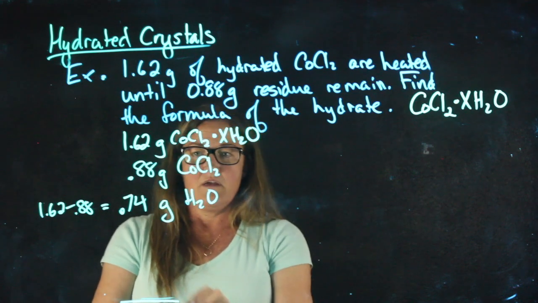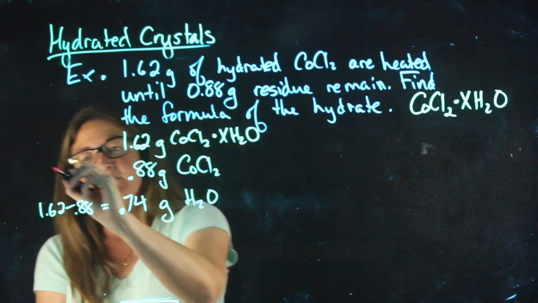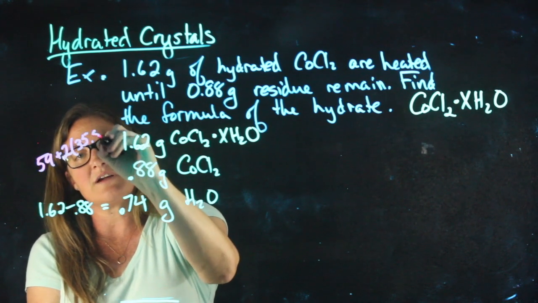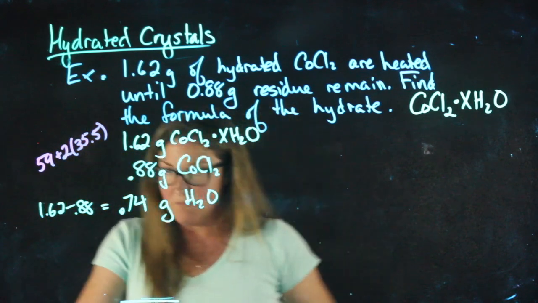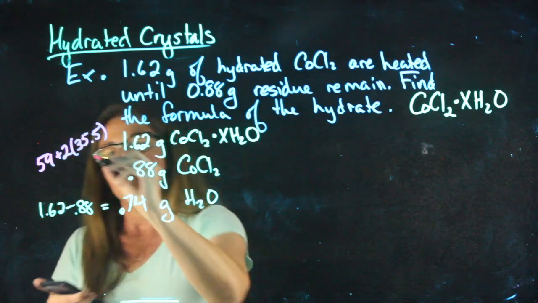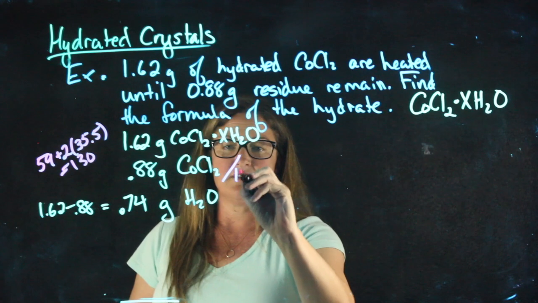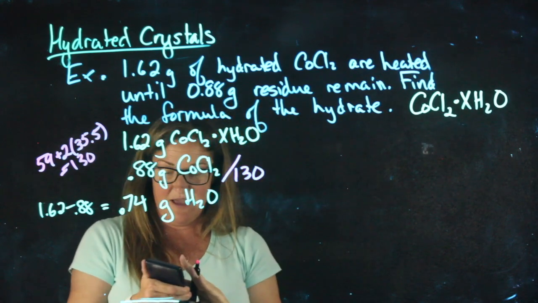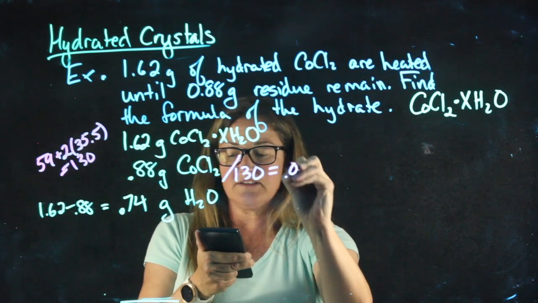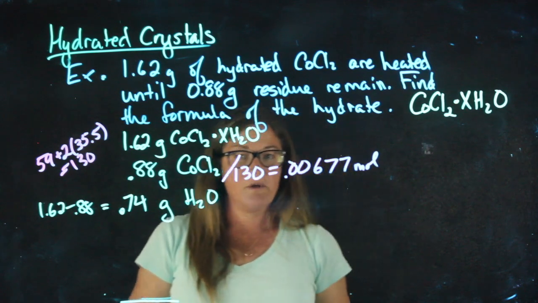and I'm going to divide by smallest to get the ratio. Okay, for cobalt chloride, the molecular weight: cobalt is 59 plus 2 chlorines, so 59 plus 71 is a molecular weight of 130. So to get the moles of cobalt chloride, I'm going to divide 0.88 by 130. That gives me 0.00677 moles of cobalt chloride.